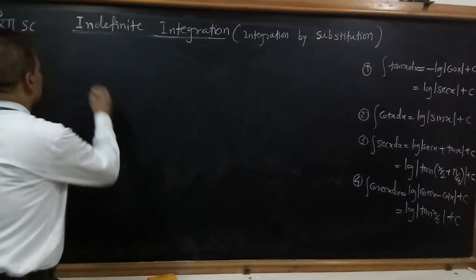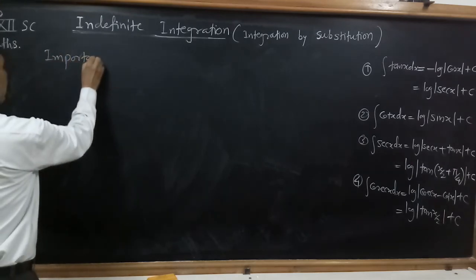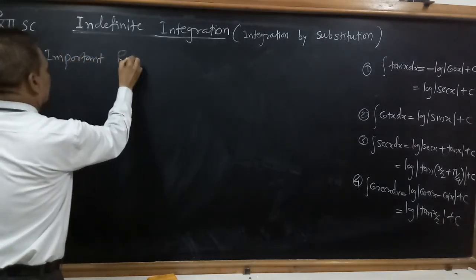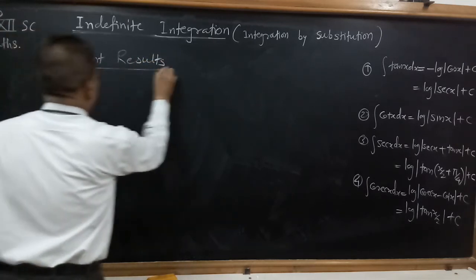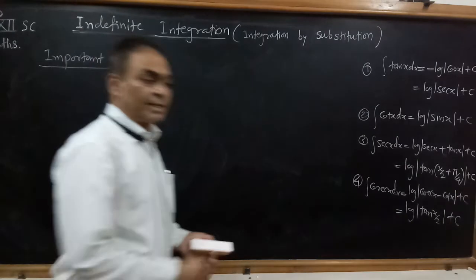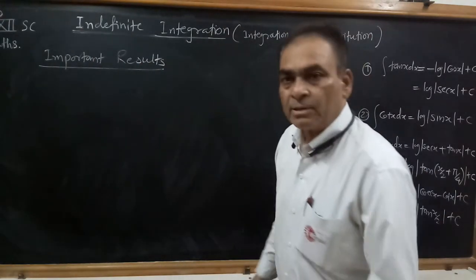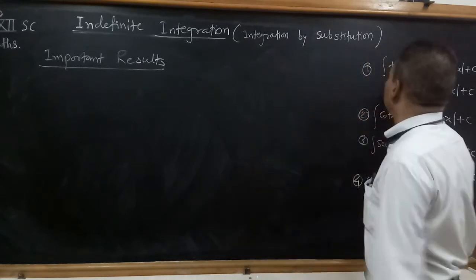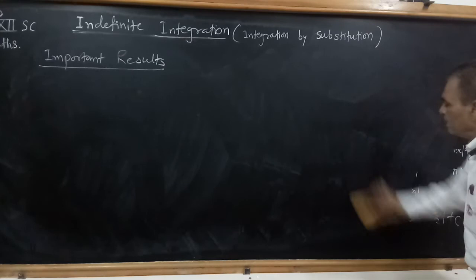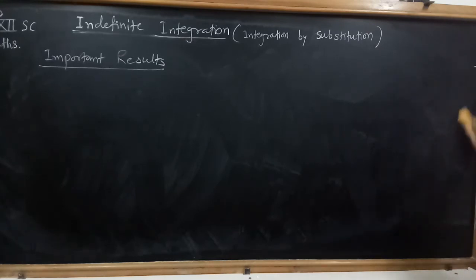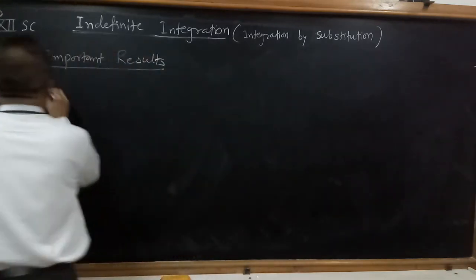Important results. Using important results, you can tell the direct answer, not necessarily using the substitution method. Directly you can tell the answer by using important results. There are three important results.